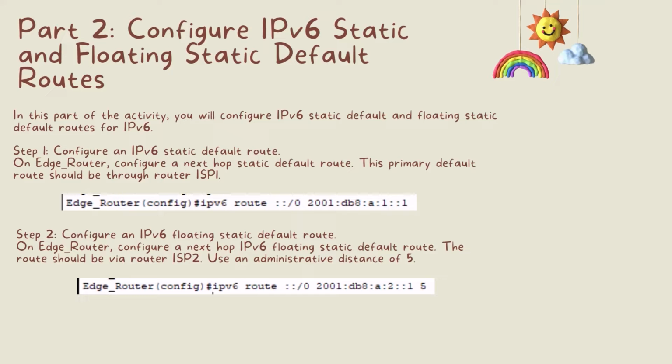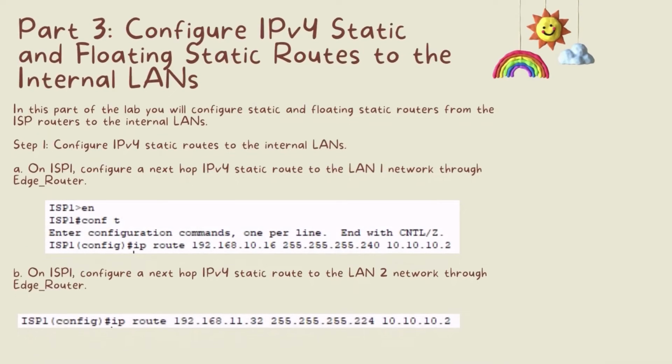::/0 2001:db8:a:1::1. Okay, and step 2, configure an IPv6 floating static default router. On edge router, configure a next hop IPv6 floating static default router. The router should be via router ISP2. Use an administrative distance of 5. Okay, and the command is IPv6 route ::/0 2001:db8:a:2::15.